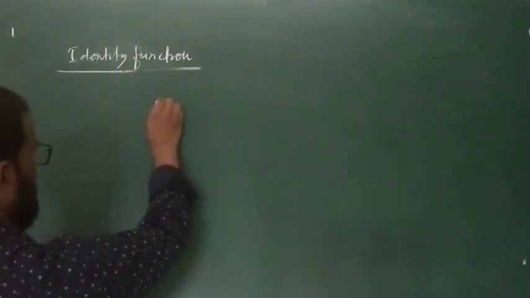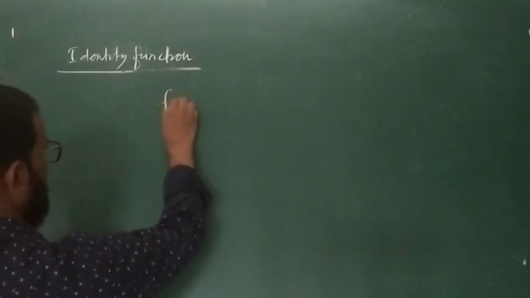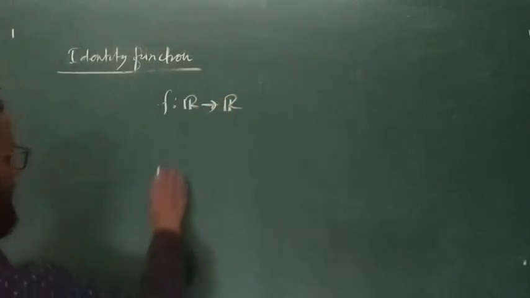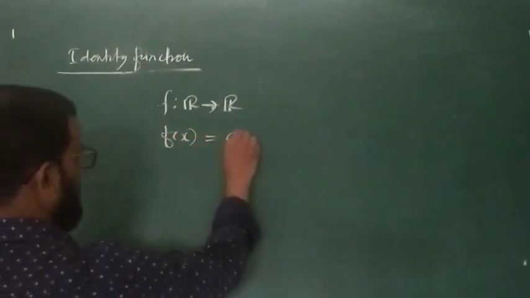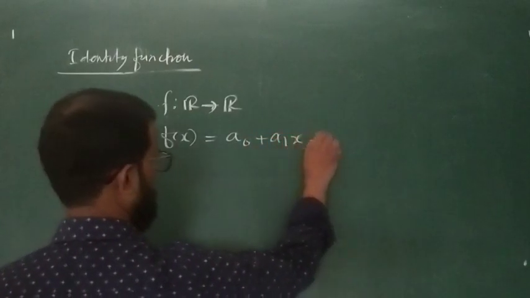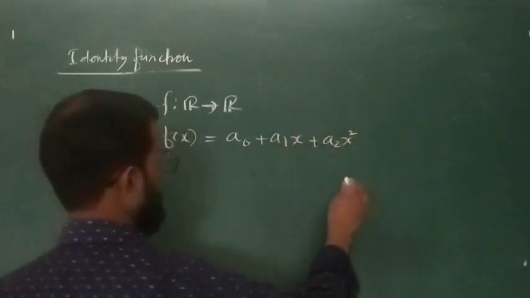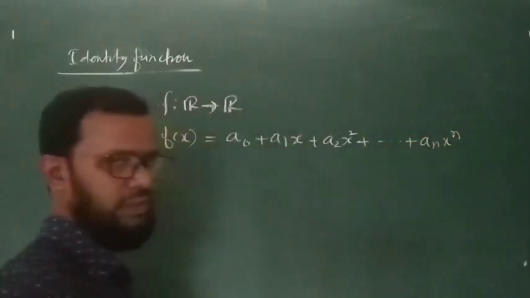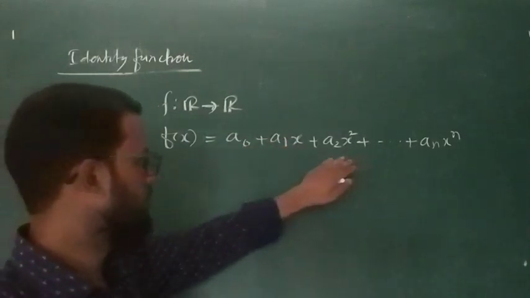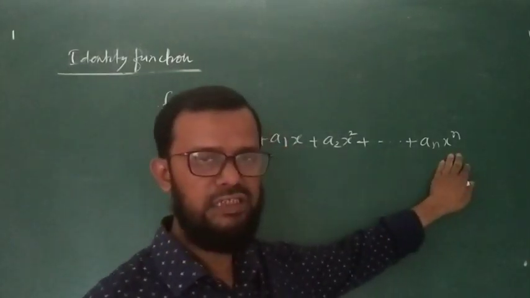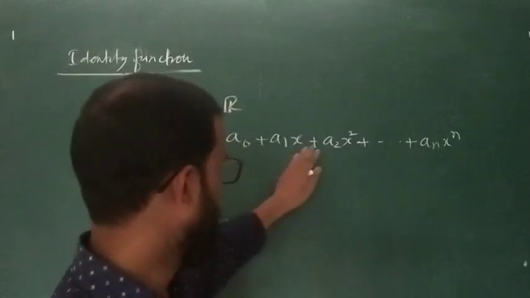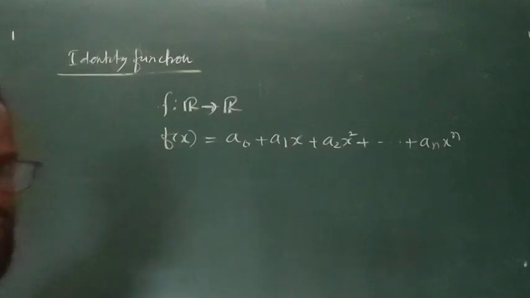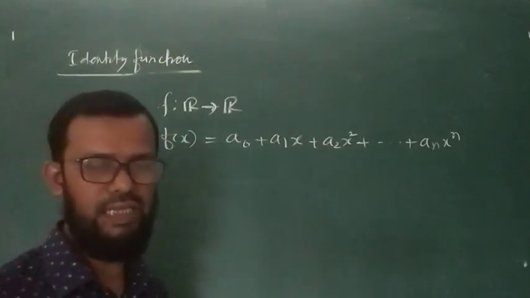What is the definition of a polynomial function? Suppose f is a function from R to R defined by f(x) equal to a0 plus a1x plus a2x square plus ... plus an x to the power n. This type of expression is considered an algebraic expression, because here a variable is introduced. So an algebraic expression of this kind is called a polynomial function. First you say polynomial and then it is a function.